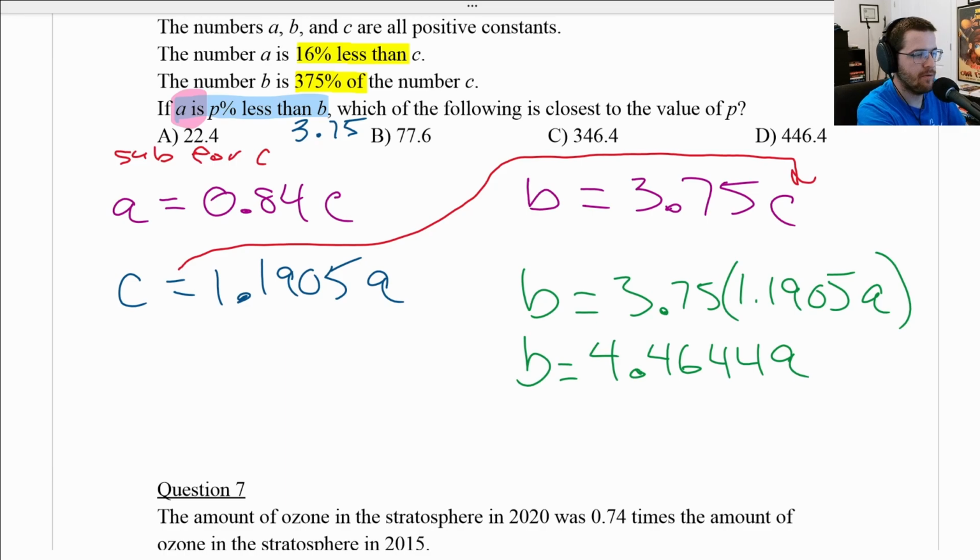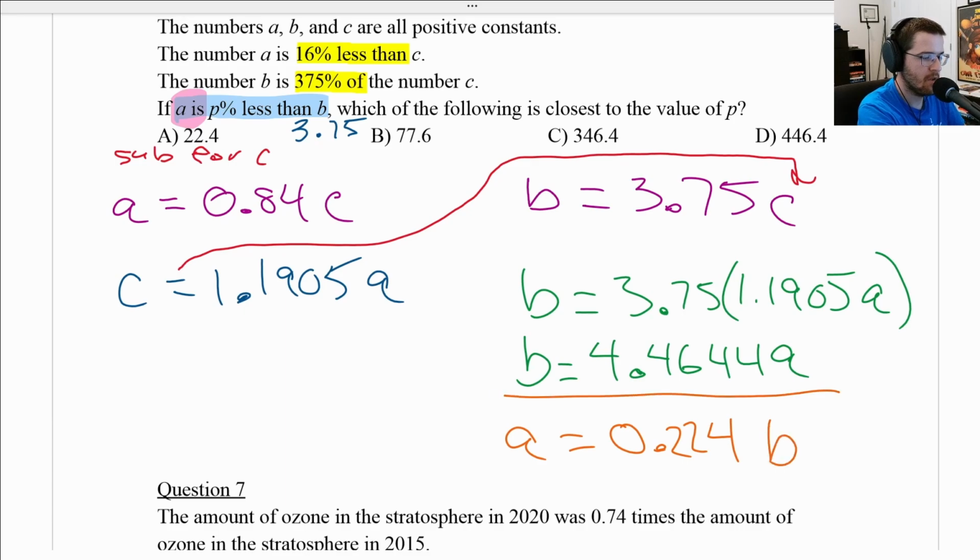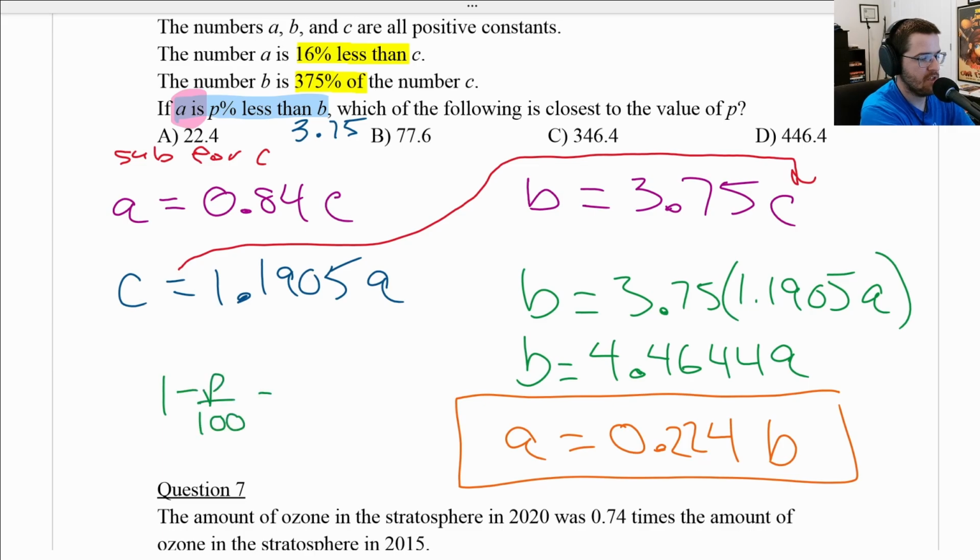1 divided by 4.4644, and doing some quick rearranging, I get A equals, I'm getting 0.22399. So how about 0.224B? And this now looks a lot like what the question's asking us about. So we just figured out P% less, that multiplier, 1 minus P over 100, is equal to that multiplier, 0.224.